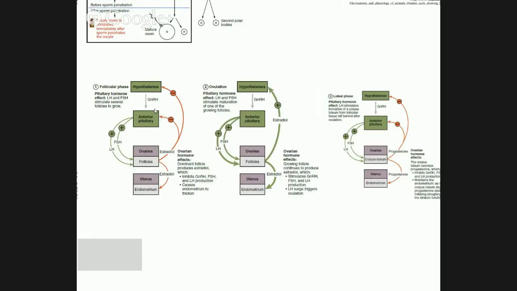So here, the anterior pituitary is still making FSH and LH, it's just not going to release it as much because of the inhibition from estradiol. But then at this point at ovulation, suddenly everything that it's been making and saving up gets released.